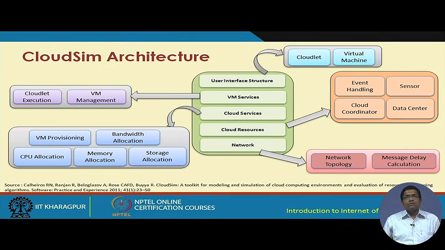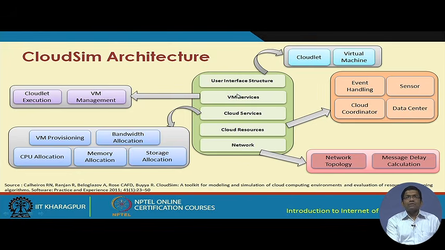Here is the overall CloudSim architecture. We have different layers in CloudSim. We have the user interface structure, the virtual machine services, cloud services, cloud resources and network. These are the different components of CloudSim. The user interface structure has two subcomponents, the cloudlet and the virtual machine. Cloudlet is sort of like a small physical server which will create these virtual machines.